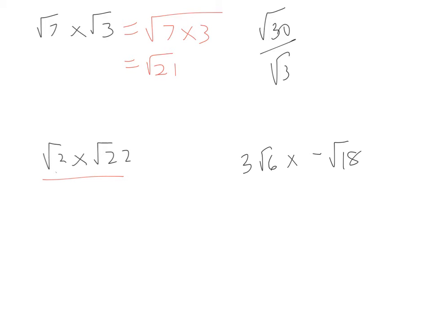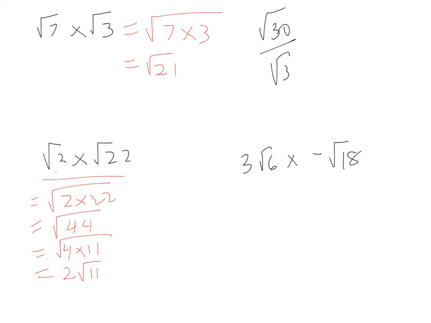So square root of 2 times square root of 22. Once again, we can write that as the big square root of 2 times 22, which ends up being the square root of 44. And what we can do with that, we know that 44, we can write that as 4 times 11. So there's our perfect square. Bring that 4 out to make it 2 root 11. So it ends up being 2 root 11. So like I said, sometimes we have to do that.